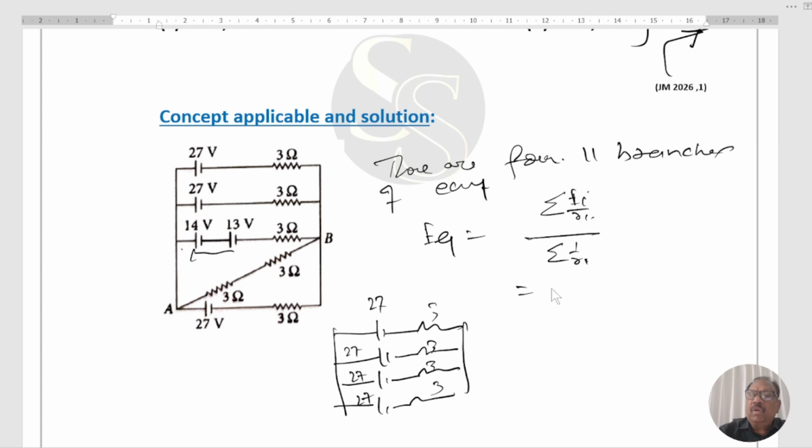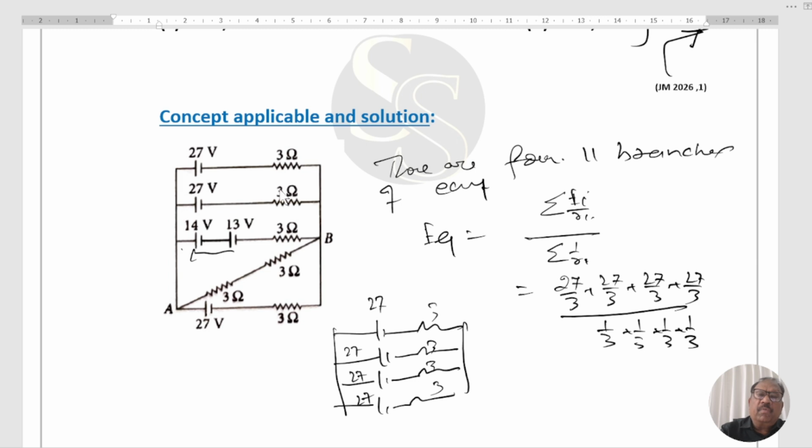According to this, we can find the equivalent: 27 upon 3 plus 27 upon 3 plus 27 upon 3 plus 27 upon 3, upon 1 by 3 plus 1 by 3 plus 1 by 3. Otherwise, their R equivalent will be 3 by 4 and EMF will be 27 volt. This is the direct oral trick. If they are different, then we have to apply this formula. On simplification, this comes out to 27 volt.